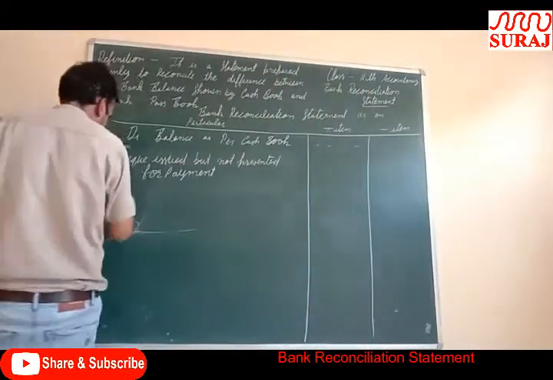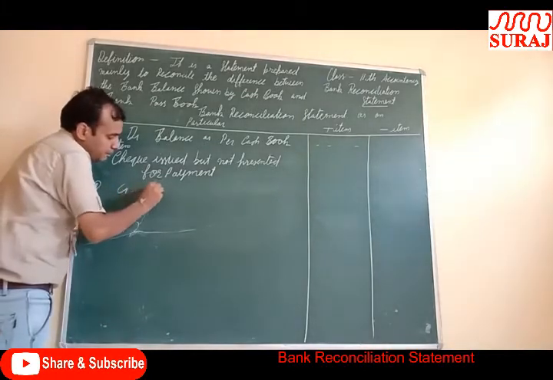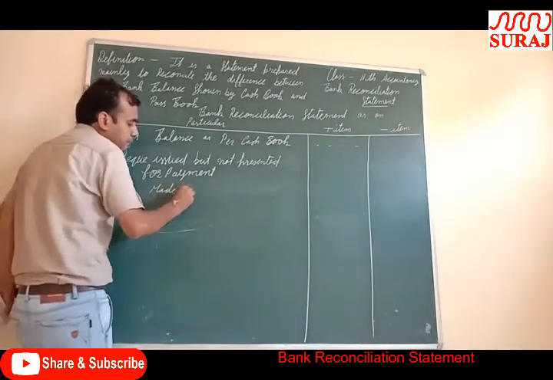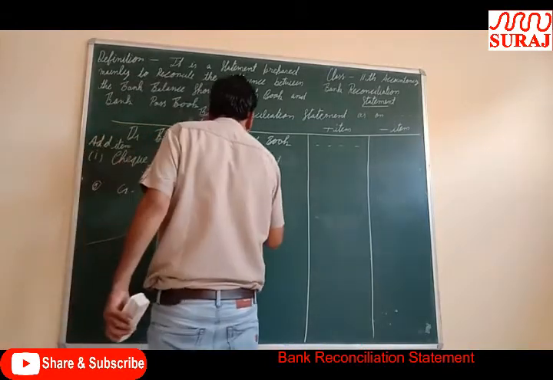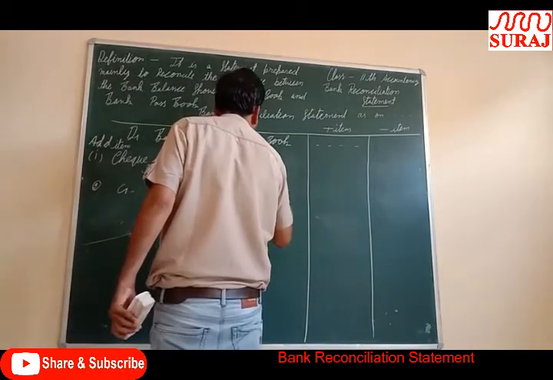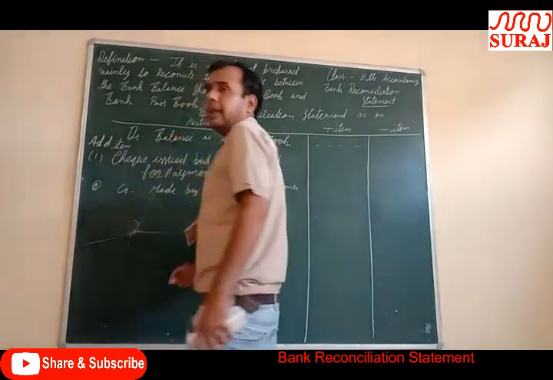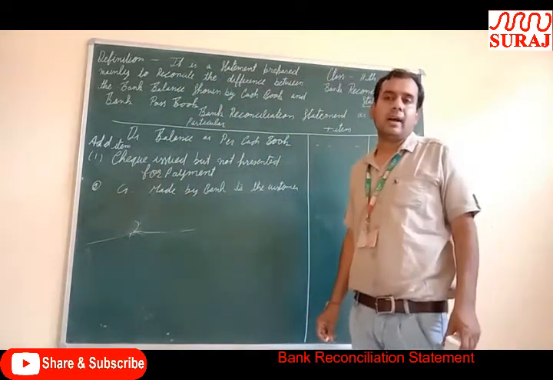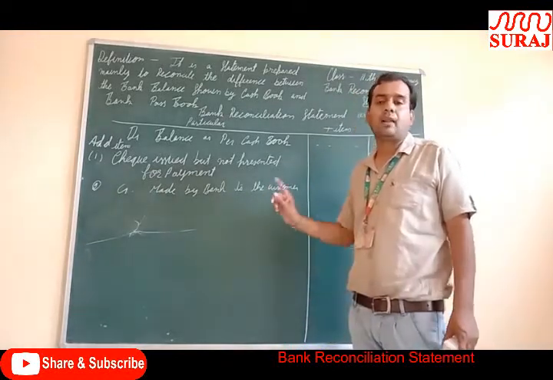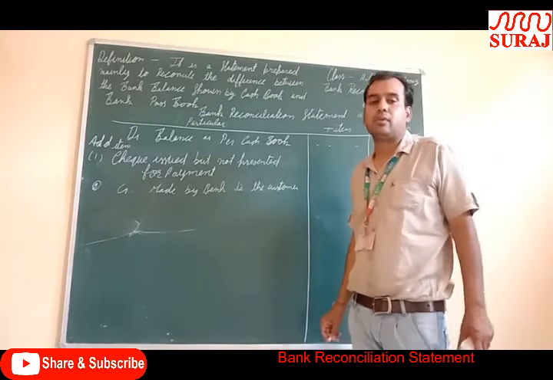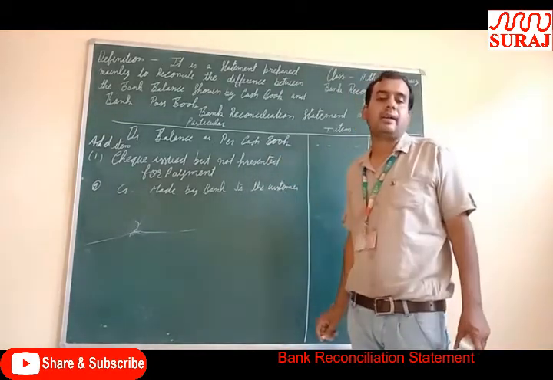Second, number 2, credit made by the bank to the customer. If any credit is made by the bank to the customer, that will increase the passbook and not affect the cash book. So you will increase the cash book and that will be your plus item.